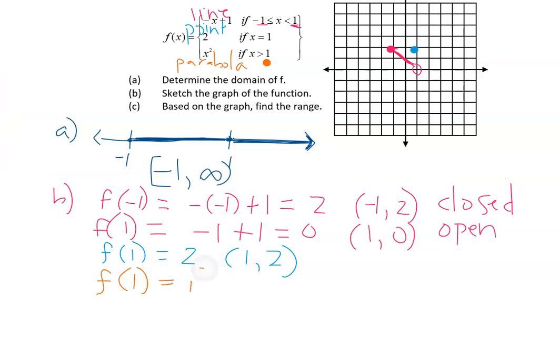So we get 1 squared is 1. So that's the point 1, 1. But again, x can't be equal to 1 in this case. It just has to be greater. So this is going to be an open point. So we're going to have an open point at 1, 1.